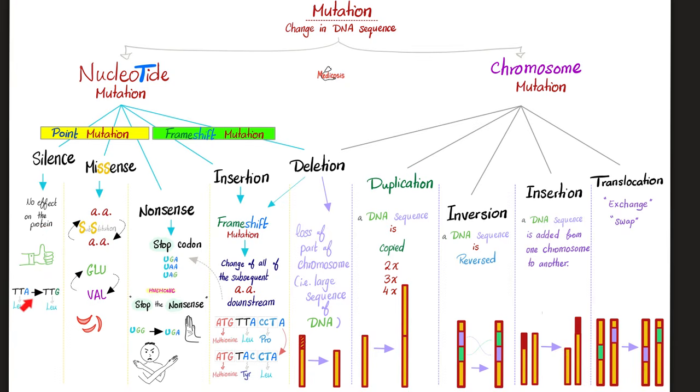Example, suppose that I had the following, TTA, and it was changed into TTG. TTA codes for what? Leucine amino acid. How about TTG? The same amino acid, leucine. So everything is the same, hunky-dory. Yeah, everything is perfect. Silent mutation. No one will notice it because it is silent.